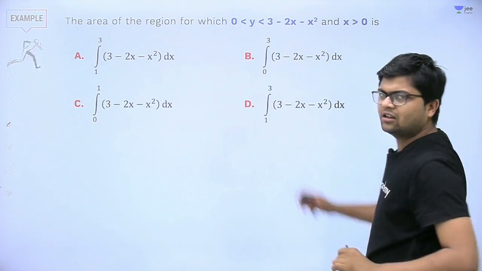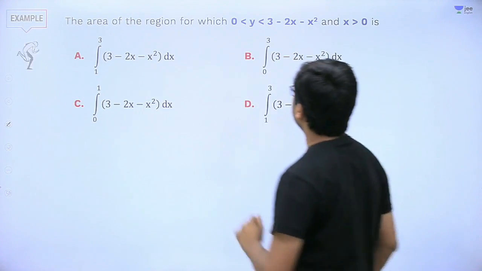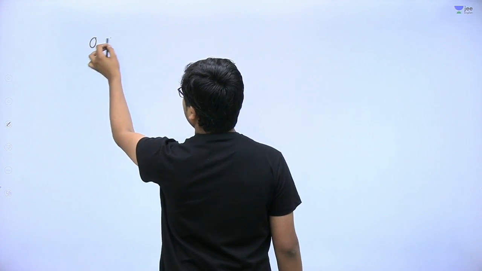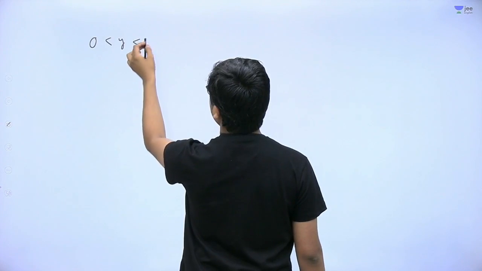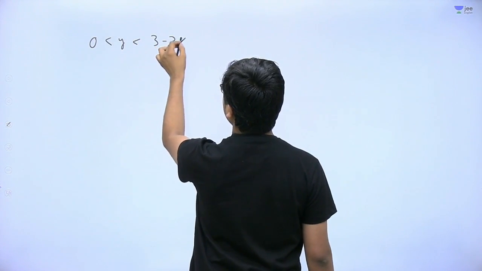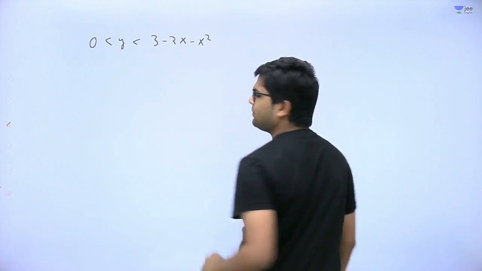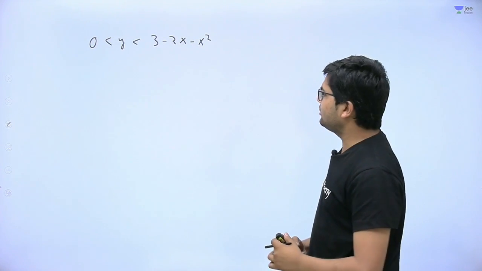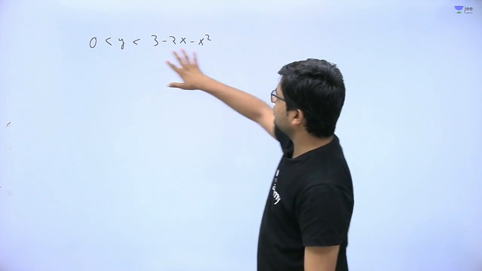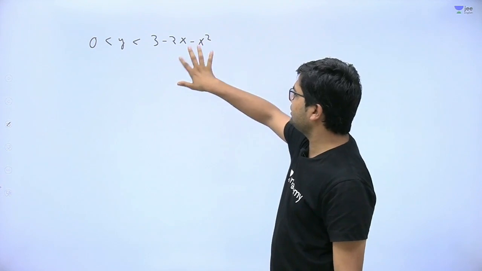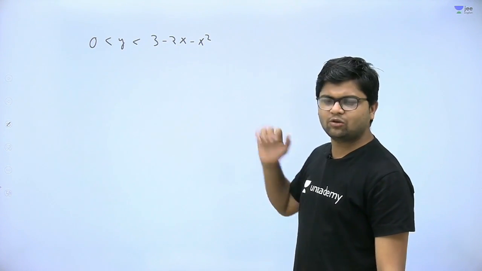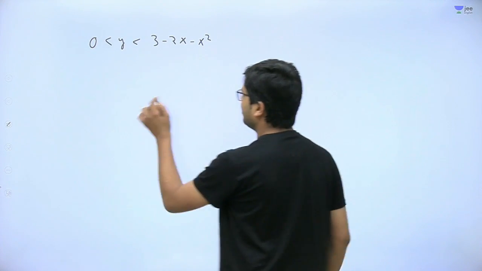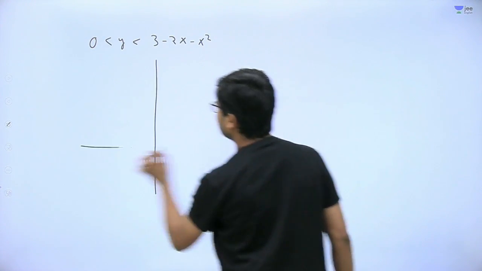So student, let's just discuss the inequality that 0 is less than y is less than 3 minus 2x minus x square. Now first of all, we will draw this quadratic. This is a quadratic whose coefficient of x square is negative, so it will be facing downward, with the y-axis and x-axis.